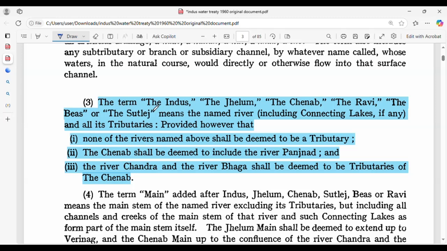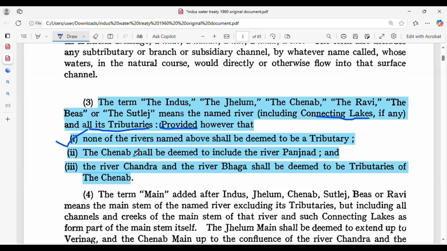The most important point here, which I have already highlighted: the term the Indus, the Jhelum, the Chenab, the Ravi, the Beas, the Sutlej means the named rivers including connecting lakes. This is a very important term, connecting lakes, if any, and all their tributaries, provided however that, provided means there are some exceptions as well. None of the rivers named above shall be deemed to be a tributary, meaning any tributary named on these rivers is not included in this.